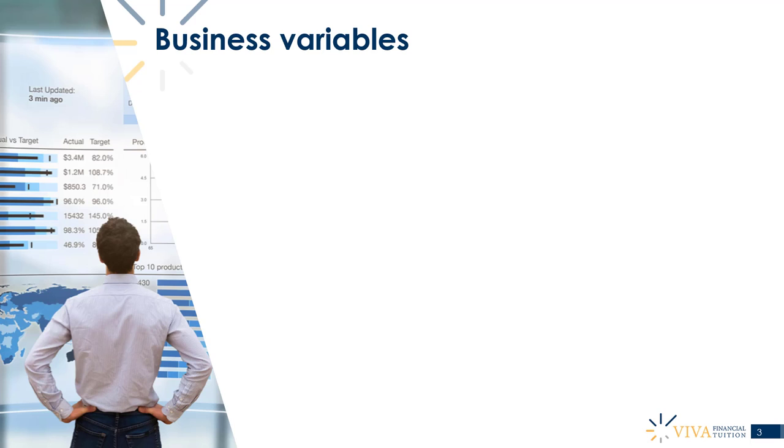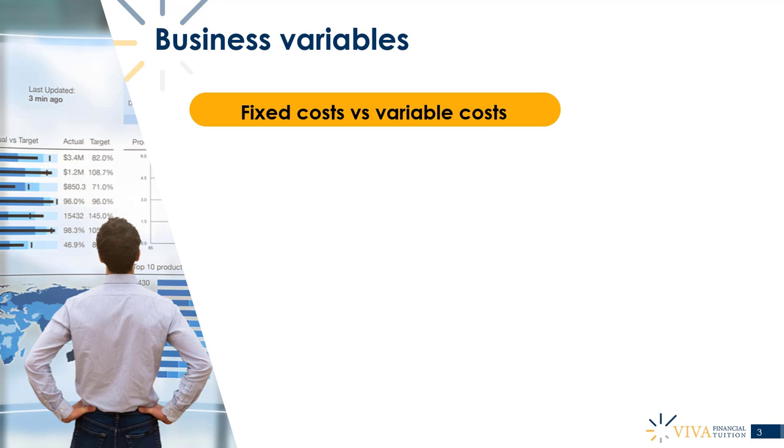Business variables, first of all. Now, hopefully the first of these you'll be well aware of from previous studies. Fixed costs versus variable costs. Do you remember what the difference is? Well, a variable cost is one that changes with output. So you make more units, you have more cost. Things like material costs are very often variable.